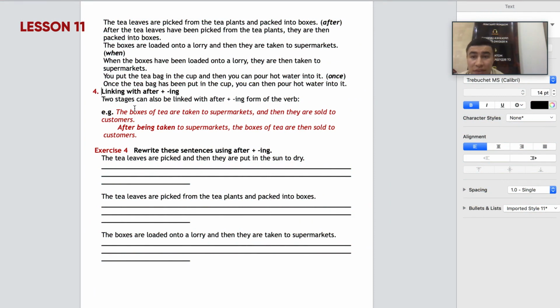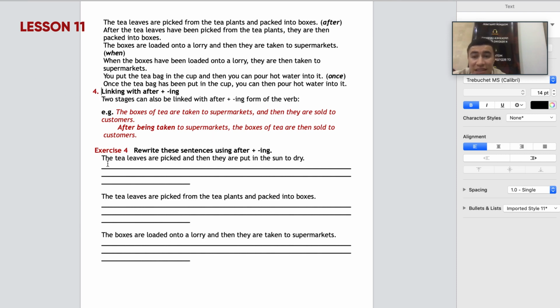And now you can see that you can link the states with after plus ing. Okay, the two states can be also linked with after plus ing form of the verb. Okay, consider this example here. The boxes of tea are taken to supermarkets and then they are sold to customers. After being taken to supermarkets, the boxes of tea are then sold to customers.